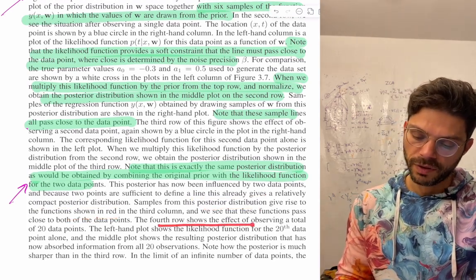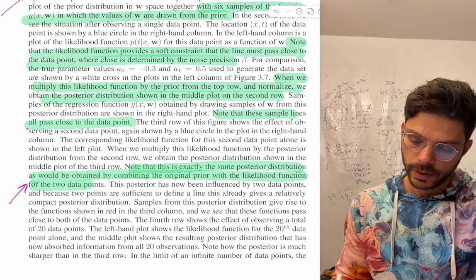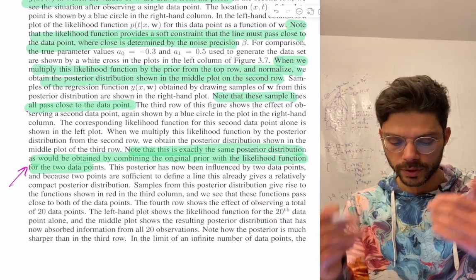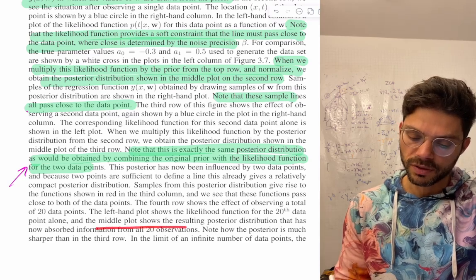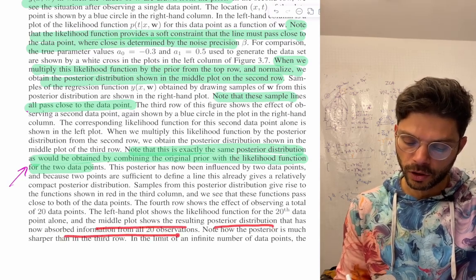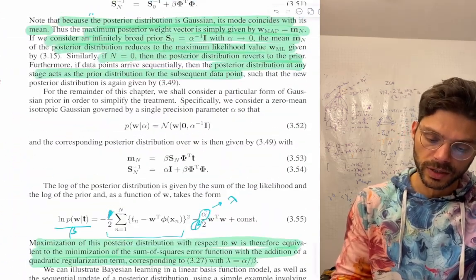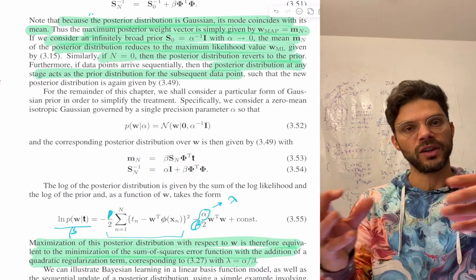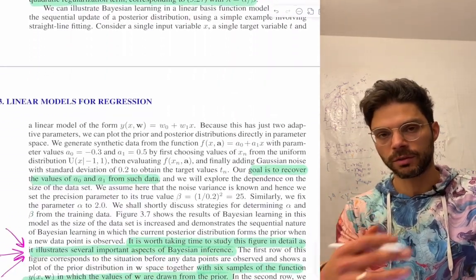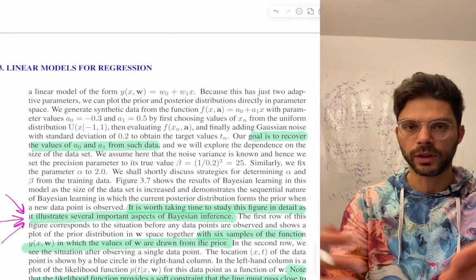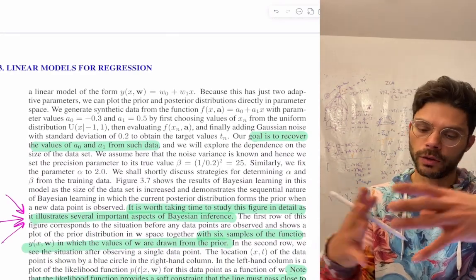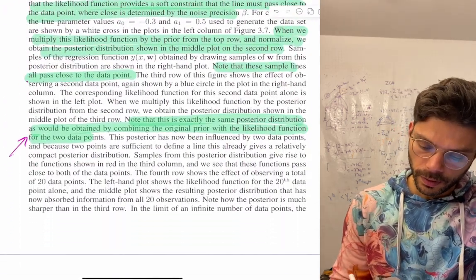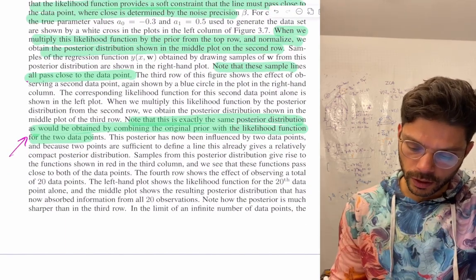And the fourth row shows the effect of observing a total of 20 data points. And you can see the likelihood just for the 20th data point. The likelihoods are always going to look about the same thickness because it's doing it 1 point at a time. The middle plot shows the resulting posterior distribution that has now absorbed information from all 20 observations. So the precision is always increasing, and the variance is shrinking with every single data point, which is an interesting property of this model: no matter what the data points are, at every iteration your precision is going to increase. So your variance is always shrinking.